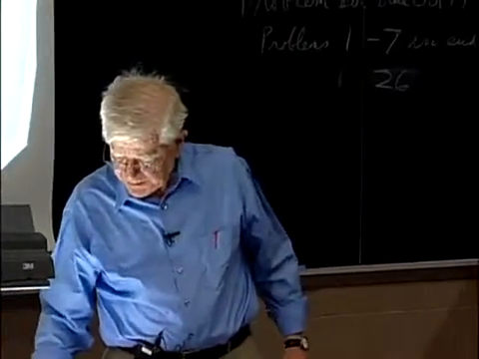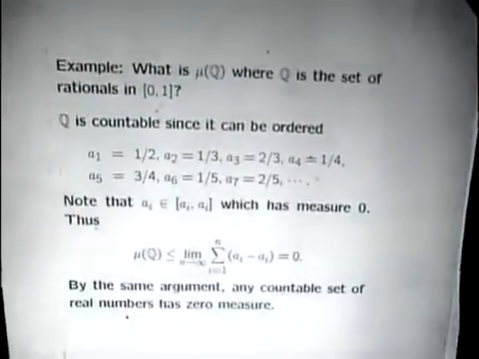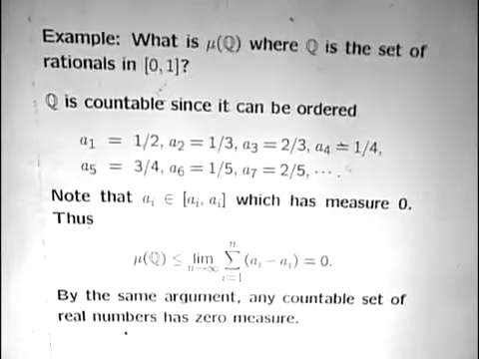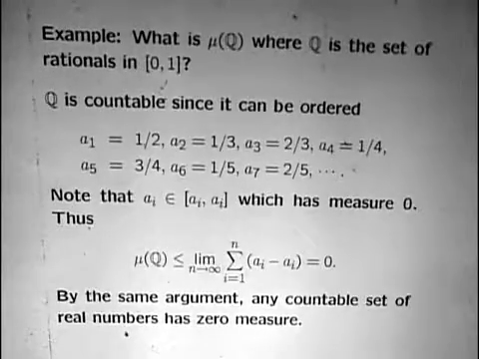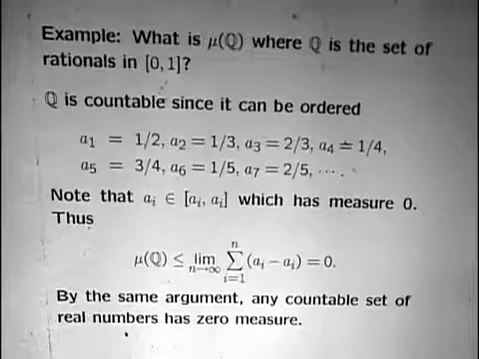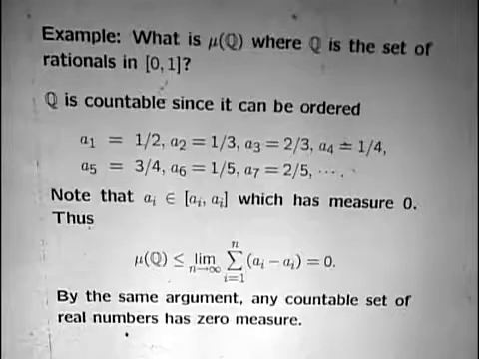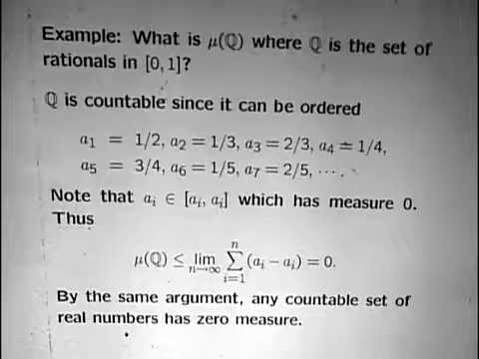Okay, let's do an example. It's a famous example. What about the set of rationals which lie between 0 and 1? Rational numbers are numbers where there's an integer numerator and an integer denominator. And people have shown that there are numbers which are approximated by rational numbers, but they're not rational numbers.